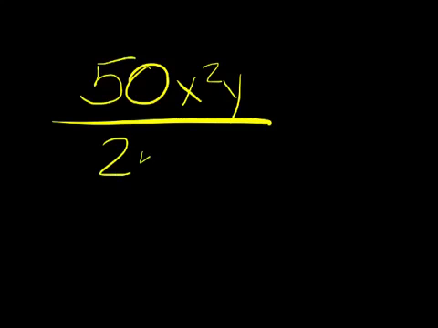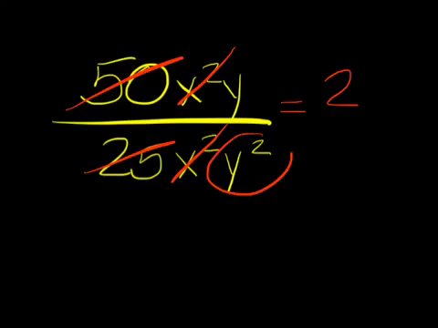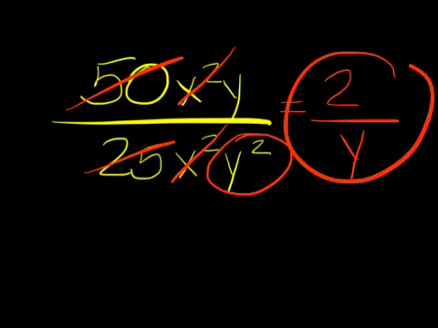A bonus problem. On the bonus problem, 50 over 25 reduces to 2, and x squared over x squared cancels out. Y to the second is the largest y. 2 minus 1 is 1, so it's just 2 over y.